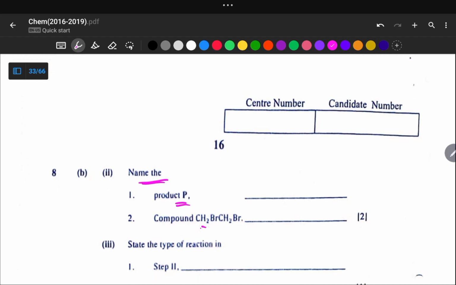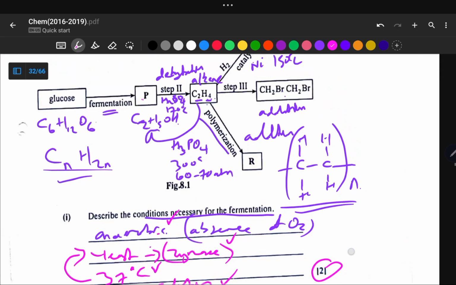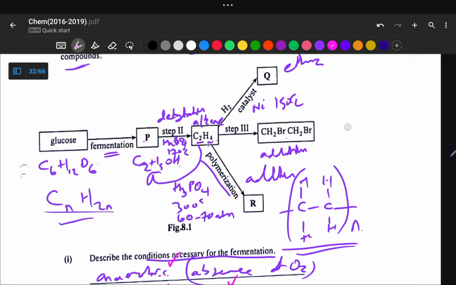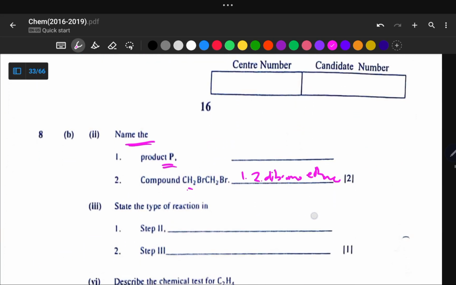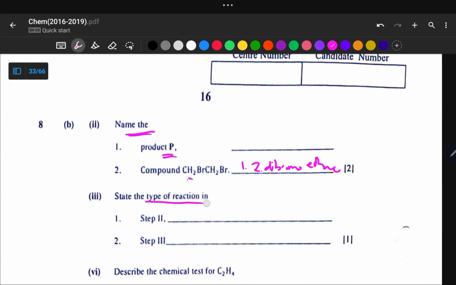This one is 1,2-dibromoethane. So it's 1,2, di means 2, bromo, ethane, right? So this is the compound. I think I've drawn it right. We have the bromine here, and then the hydrogen, and then hydrogen, right? So this is 1,2-dibromoethane.